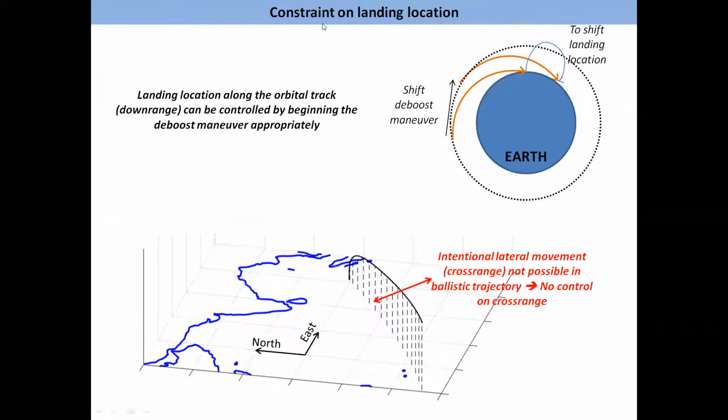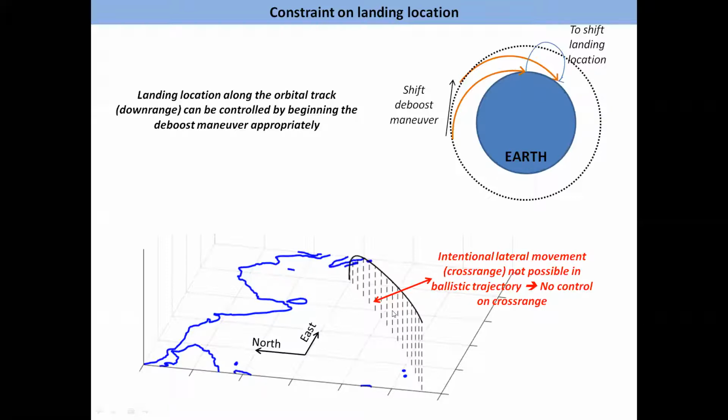Now, regarding the landing location constraint, when you have a requirement to land at a particular downrange point lying directly below your orbit track, you can adjust your downrange by beginning the deboost maneuver appropriately. You can look at this figure. If you want to land at this point, you can deboost appropriately so that the vehicle will land there.